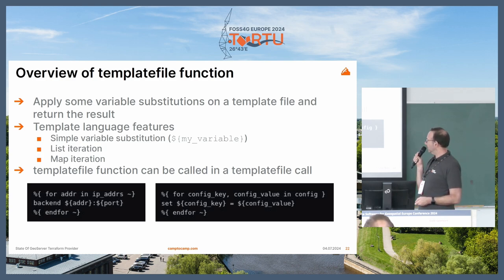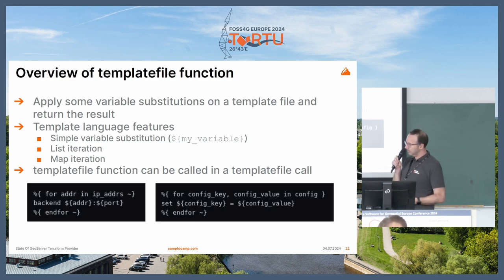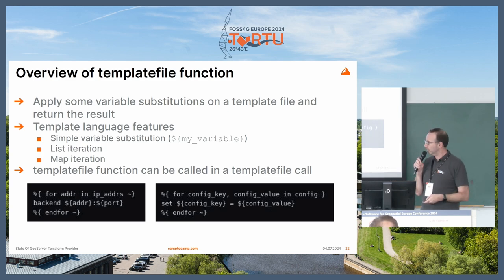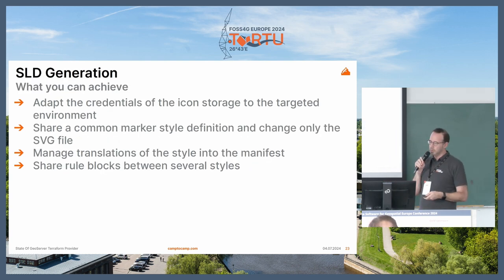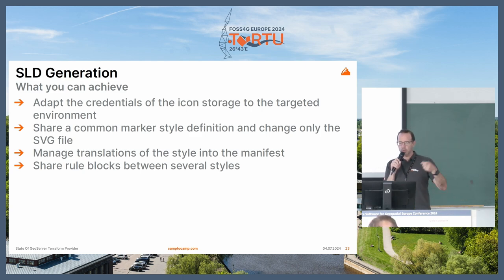And you can also call several template files inside your template file. So you have examples of list iteration and map iteration. And for example, for my customer, the development team uses it to adapt the credentials of the icon storage to the targeted environment, because they don't store it in the same storage on S3, for example.